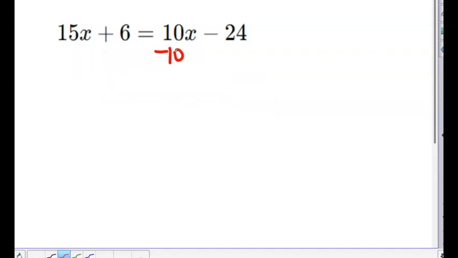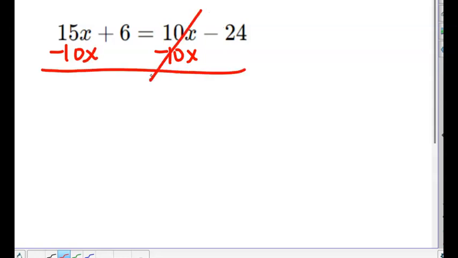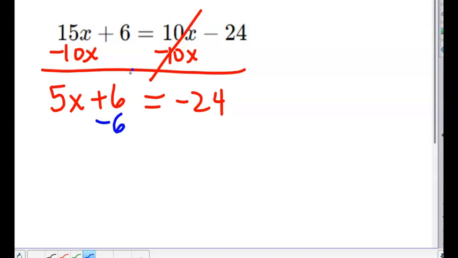Most students prefer to have their x's on the left, so I'm going to subtract 10x from the right side so that there are no longer any x's on the right side. Now I'm going to subtract my constant of 6 so there are no more constants on the left side.